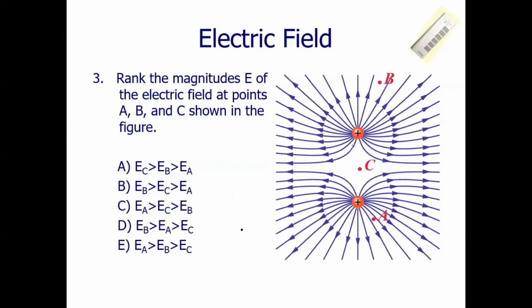So I have a question here. Rank the magnitudes of the electric field at points A, B, and C. It's a very simple question. Let us discuss it because we are remaining with very little time. So what do you think? How do you rank the magnitude of the electric field at points A, B, and C, based on what we discussed in the previous slide?